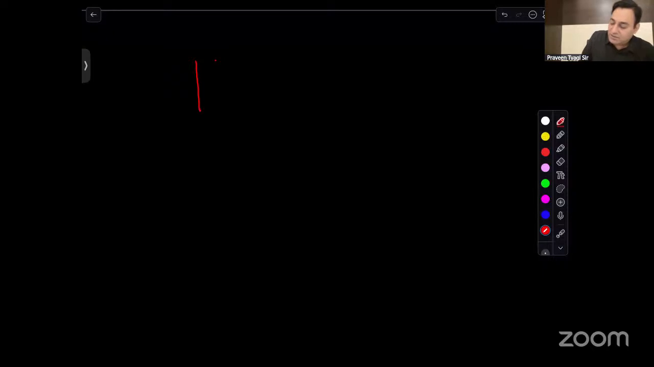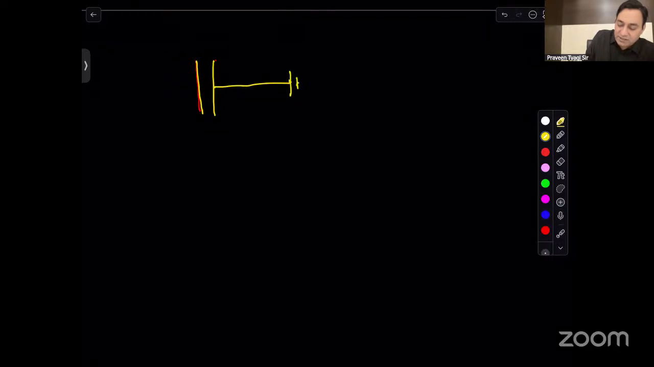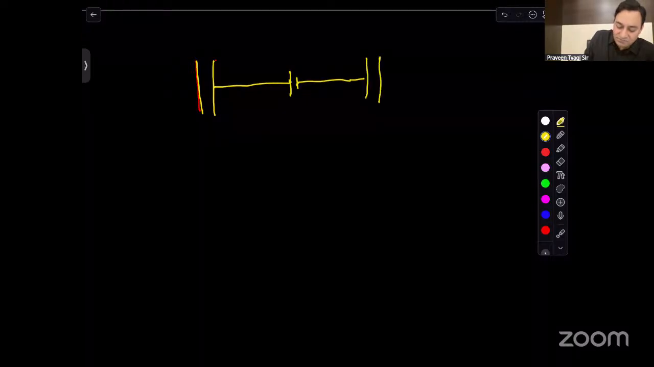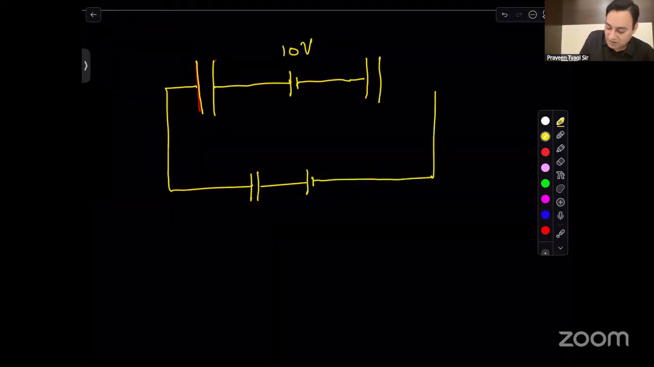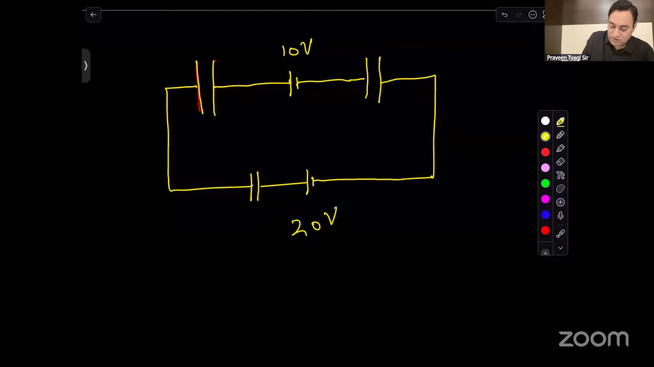There are two capacitors. This is one capacitor. This is a battery. Let's practice a few problems. There is another capacitor. The battery is 10 volts. Another capacitor. Another battery, this is 20 volts. And say C1 is 10 microfarad, 5 microfarad, and this is, say, 2 microfarad.